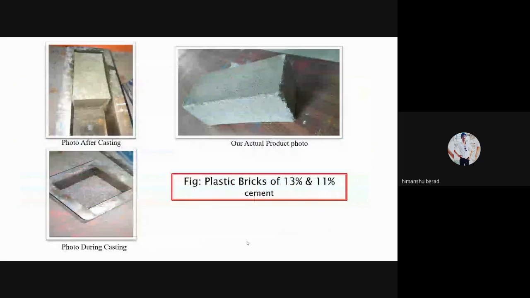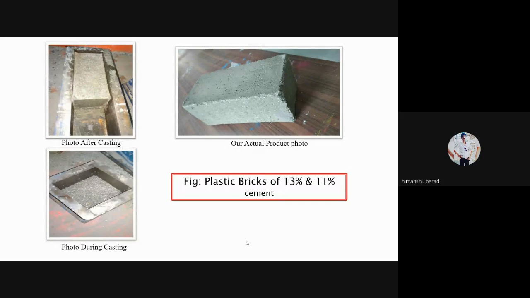Now in the next slide you can see the photos of our molds and plastic bricks after casting, before casting, and our final product photo. This is an actual photo of our final product. While casting, we saw that at 13% and 11% cement content, we got proper binding and shape of the brick. So this is the photo of the 13% and 11% bricks in different molds.